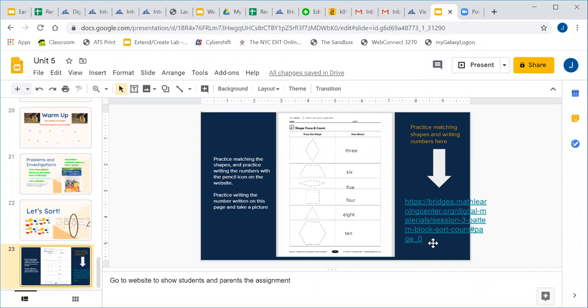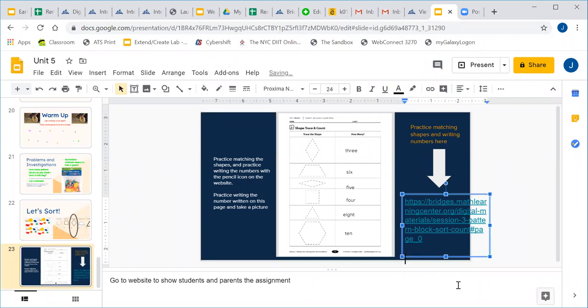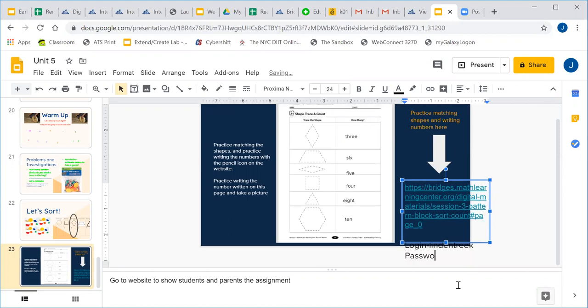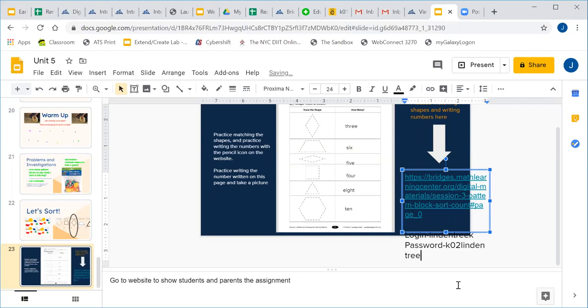And let me just write the login for you down here just so you guys have it for when you log in. The login is Linden Tree K and the password is Linden K02 Linden Tree exclamation point. Okay, that is your login and your password for when you get to this website.